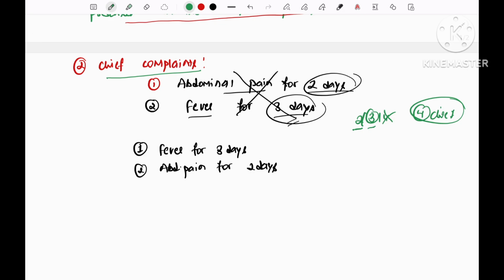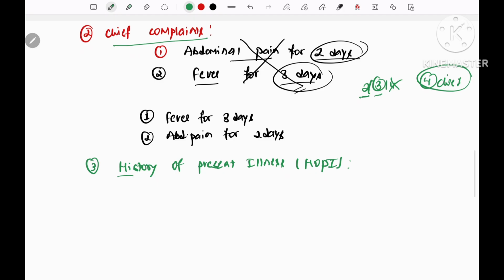Now after these chief complaints, we will start the history of present illness. In exams, we have a habit of saying HOPI, but we should avoid this practice, because in the exam suddenly HOPI speaks out from our mouth. So please do not make this mistake and practice saying history of present illness. And in the history of present illness, we have to explain the chief complaints.